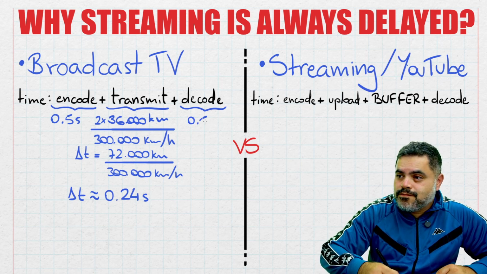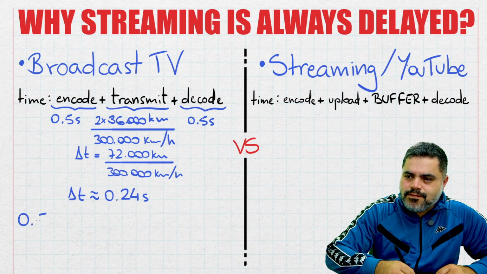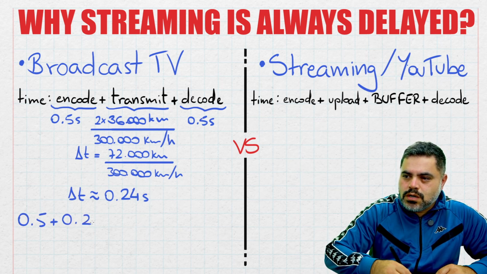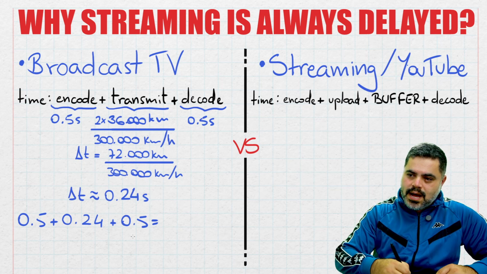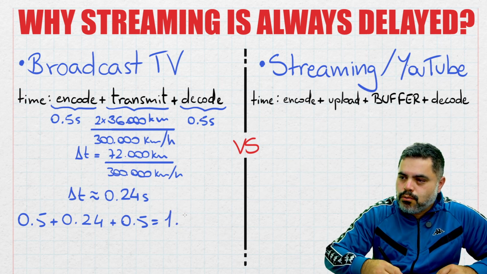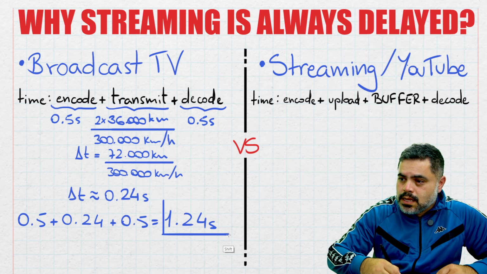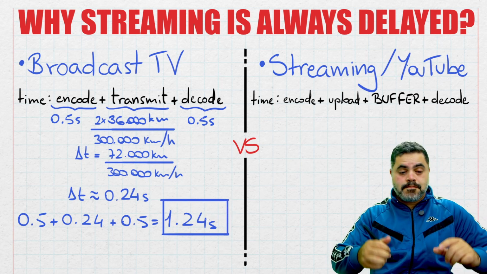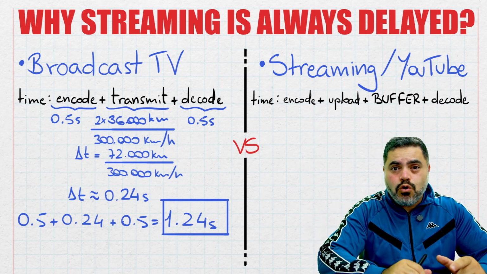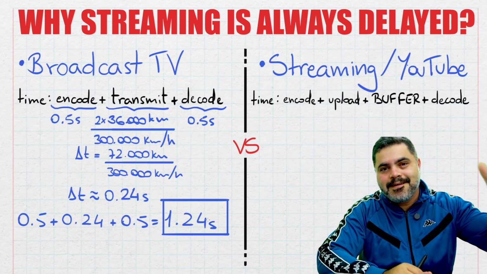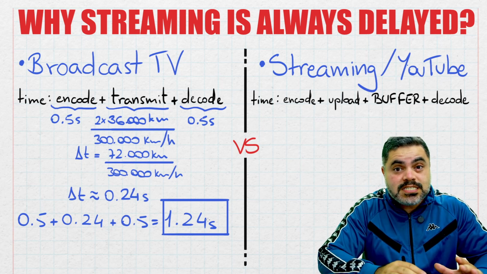And then the signal arrives on your television and it has to decode the signal, which is another 0.5 seconds. So adding everything together, 0.5 plus 0.24 plus 0.5, this is going to be 1.24 seconds, more or less, the delay time on broadcast TV. So the player kicks the ball to the goal, scores a goal, and you know 1 second later what happened in real life. It's very fast on broadcast TV.